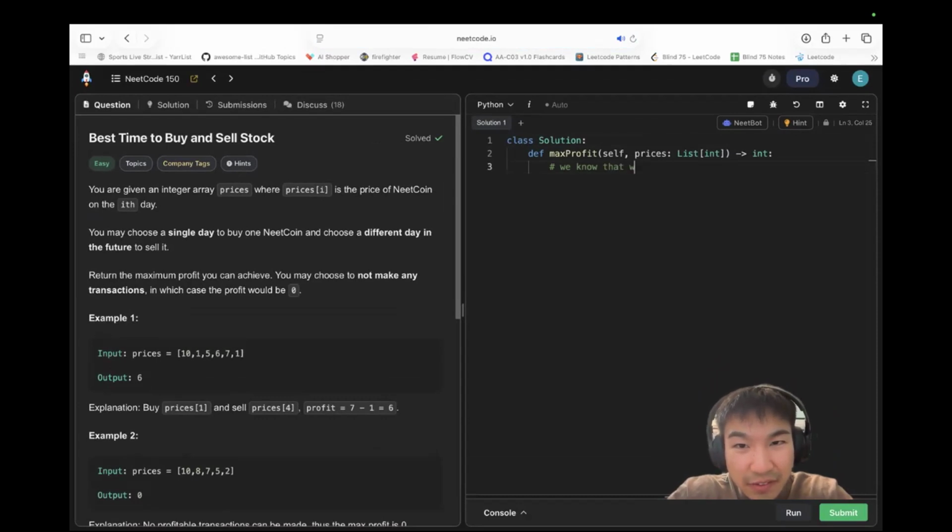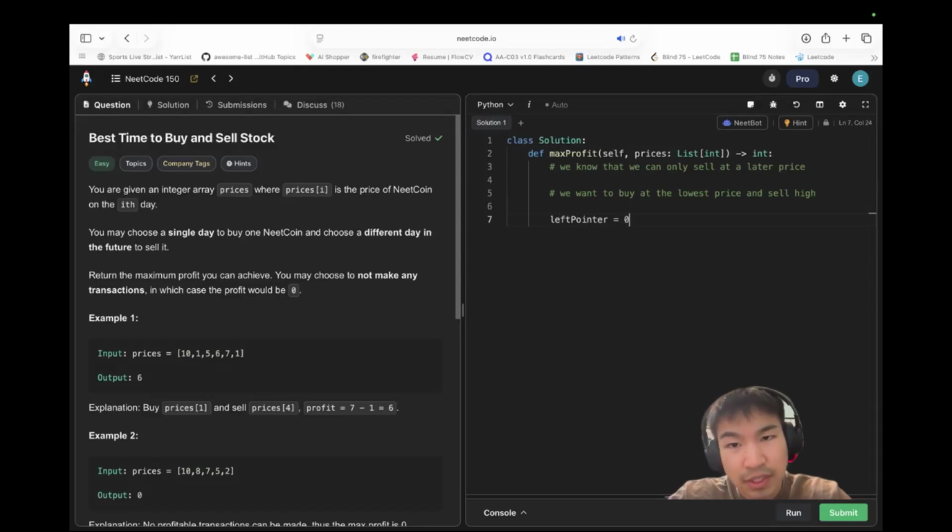We know that we can only sell at a later price, and we want to buy at the lowest price and sell high. We could try to do two pointers, say left pointer would equal index 0, and we could just say max profit is equal to 0 because we don't have a max profit yet. We're trying to find the max profit.